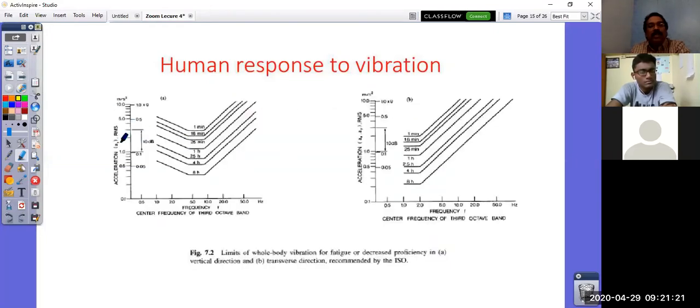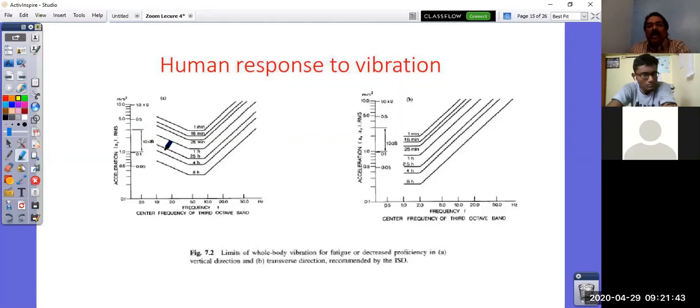So that is simple, this dB written here is simple. You have a reference acceleration. So whatever the acceleration ratio to the reference, log of that multiplied by 20 is the dB. If the ratio is 2, log of 2 multiplied by 20 is 6 dB. If the ratio is 3.15, log of 3.15 multiplied by 20 is 10 dB.